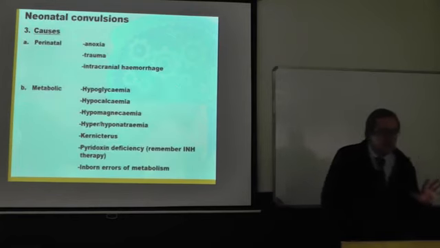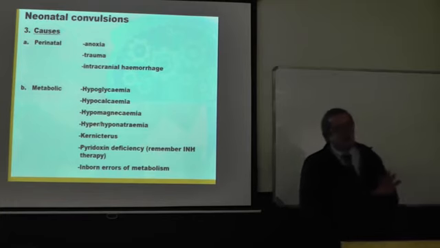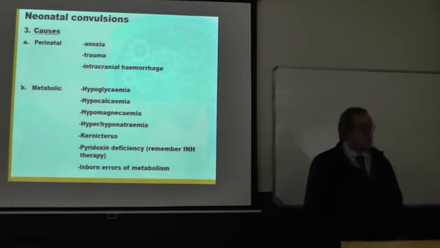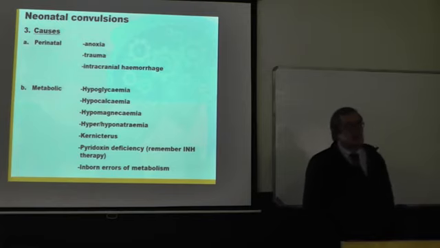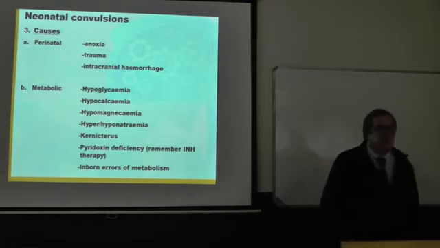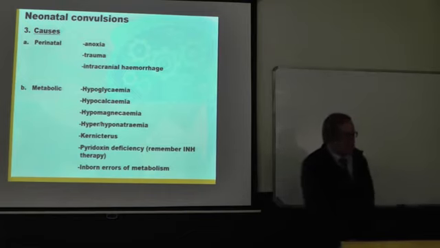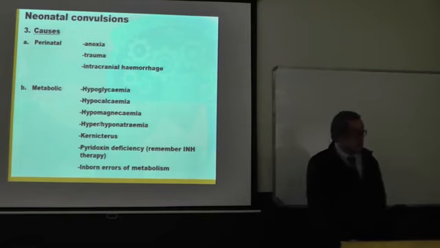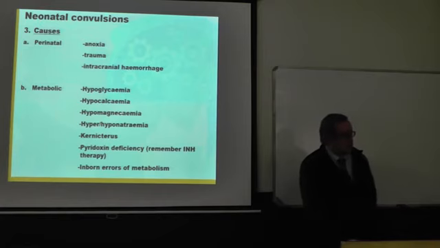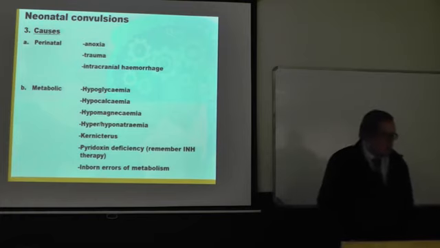You can think for yourself of different causes in the neonatal period that can cause convulsions, and that would include hypoxia, which is so common, trauma, especially intracranial hemorrhage in premature infants, periventricular hemorrhage. Metabolic causes: babies are prone to hypoglycemia, hypocalcemia, hypomagnesemia. Kernicterus, bilirubin, can cause seizures, epileptic seizures. And then there are some rare conditions, and those are the pyridoxine deficiencies.